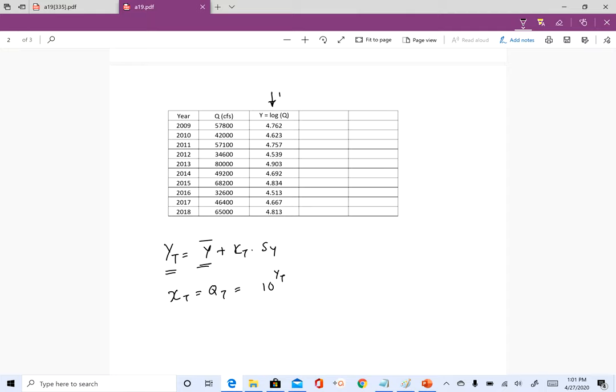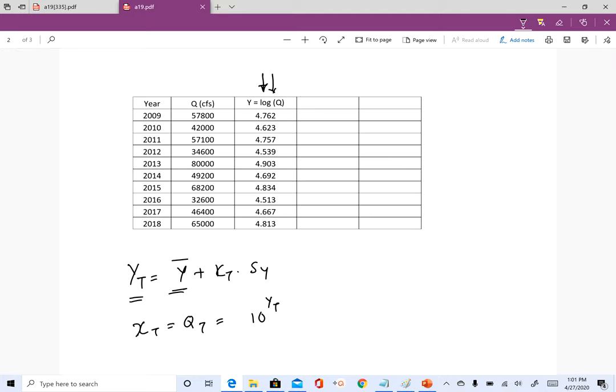You can verify the numbers that I got, and I hope you are able to see these numbers. So I have created the Y series for you. Once you have the Y series, you get Y bar and SY, similar to what we did before for the Q series. Again, you can use this column as y minus y bar squared, get the sum, and calculate the standard deviation using this sum. I have done this for you. The Y bar that I got is 4.71 CFS and SY is 0.128 CFS.